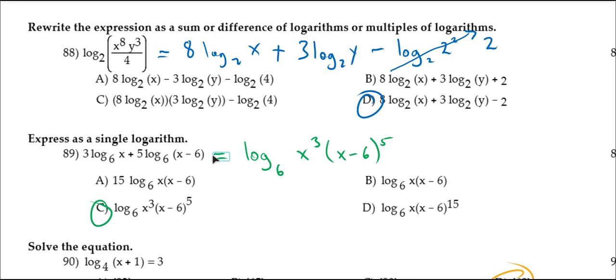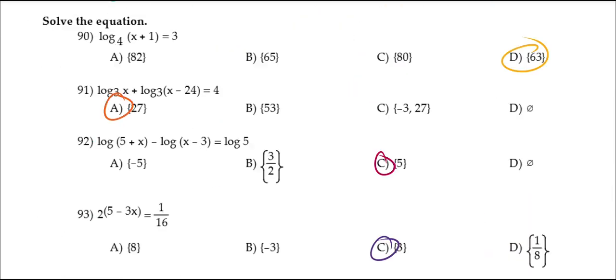89 wants us to do the opposite somewhat. They want us to contract this into a single logarithm, which is an important step for solving logarithmic equations. What we notice is that we have addition, so that's going to turn into multiplication between two terms. We have a 3 times this, so we're going to wind up with its argument, x, being raised to the 3rd power. And here we have x minus 6, that's going to get raised to the 5th power, and then we multiply those two together. That's answer C. Moving on. The next 4 questions ask us to solve certain logarithmic or exponential equations.